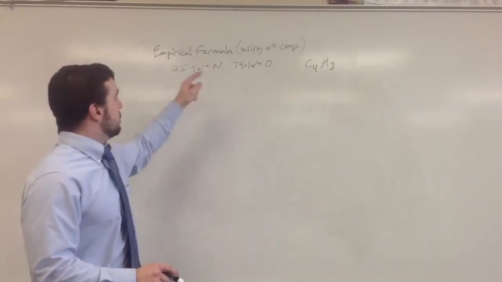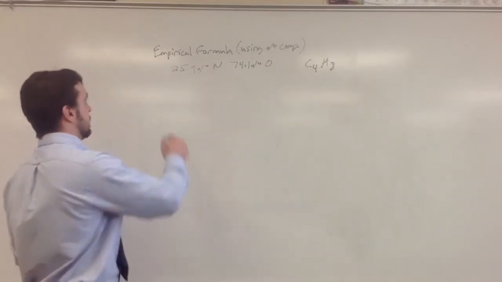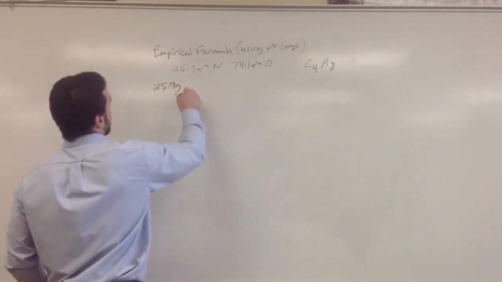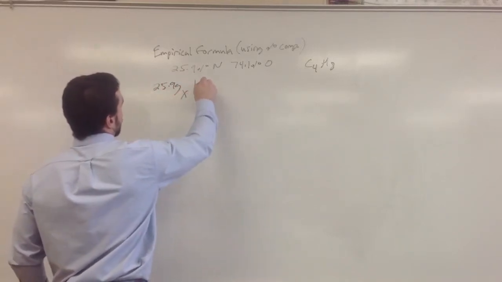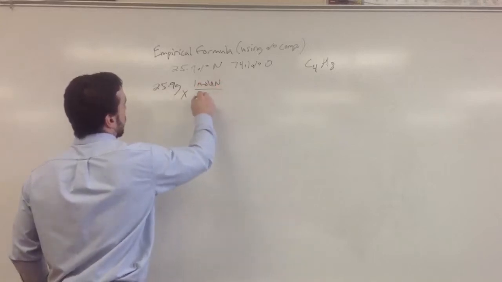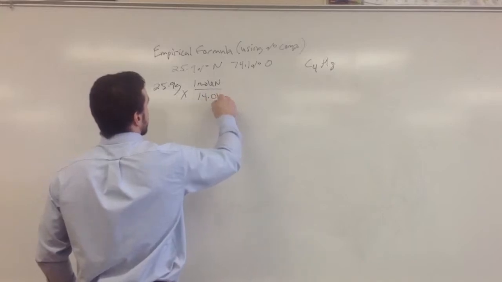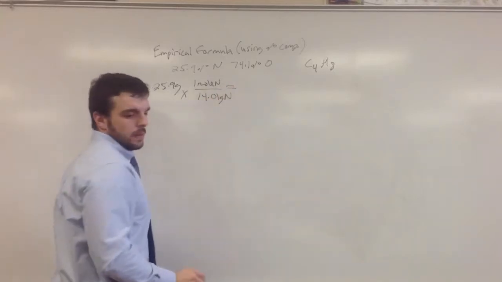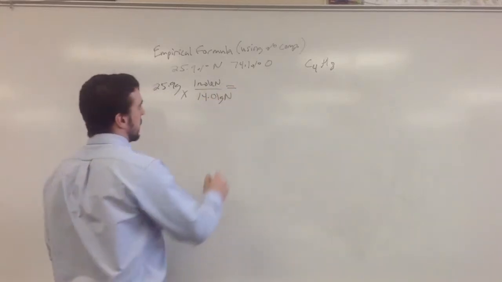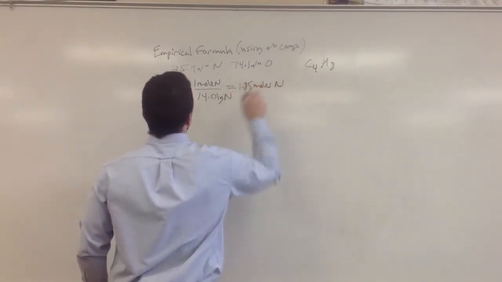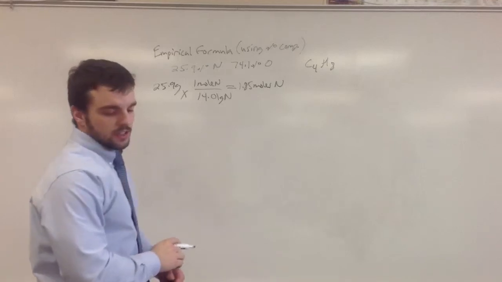So we have to find how many moles of each one of these elements. So we say there's 25.9 grams of nitrogen times molar mass, 1 mole nitrogen, over 14.01 grams nitrogen. That is equal to 1.85 moles nitrogen. And then we do the same thing for oxygen.